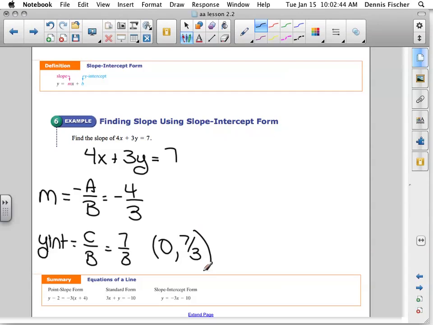Question on that? So now what I want you to do here is there's three types of equations actually. We have point slope form: y minus y1 equals m times x minus x1, right? We got standard form, ax plus by equals c. And we have slope intercept form, y equals mx plus b. So we got three different forms. And you have to know the difference between all three forms.